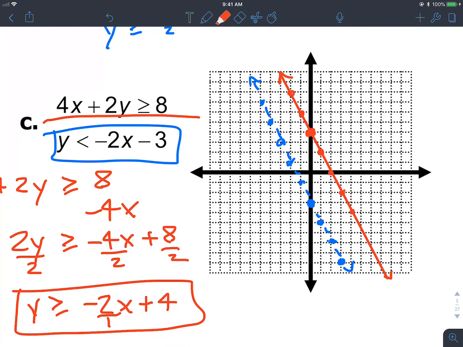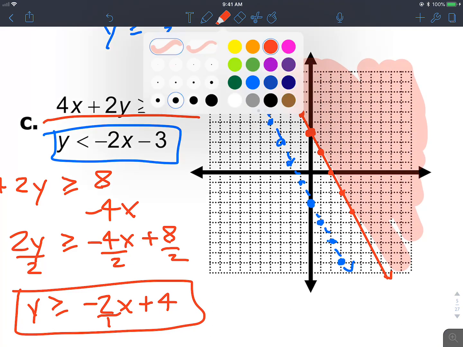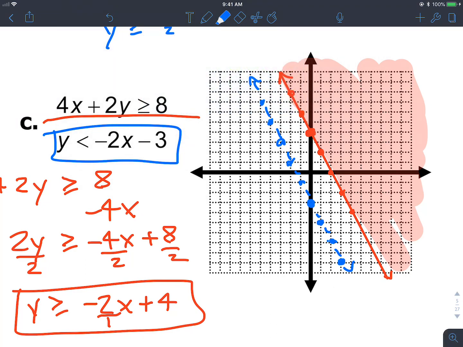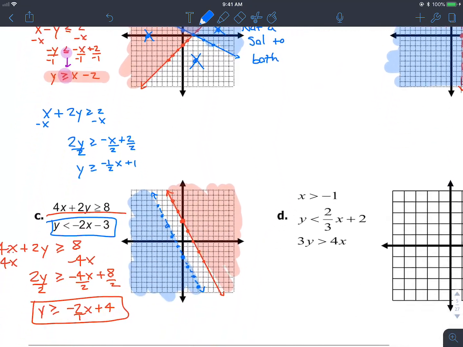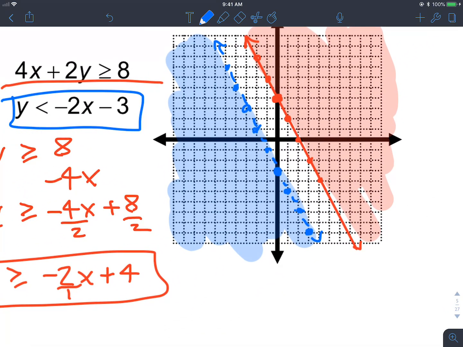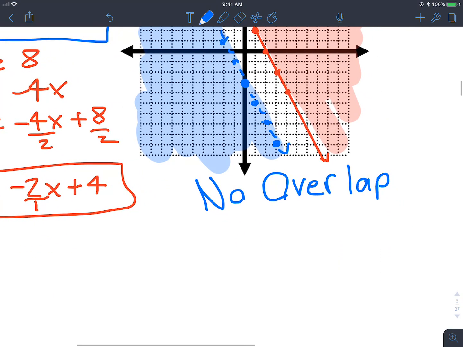So, all right, let's go back to the red line. So we were greater than, so we'd be above this right here. And then the other one was less than that blue line. So the big thing we were talking about earlier is we were looking for where the shadings overlap. We need the overlap in the shaded regions right here. Since there's no overlap, that means we have no solution here.